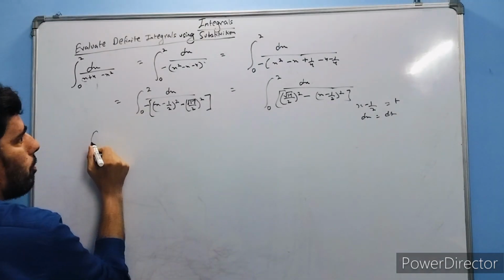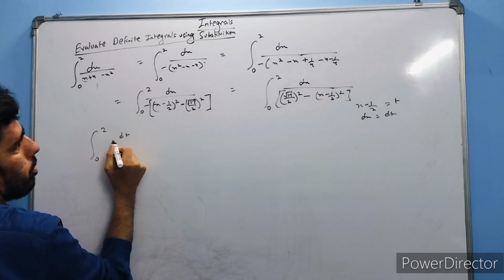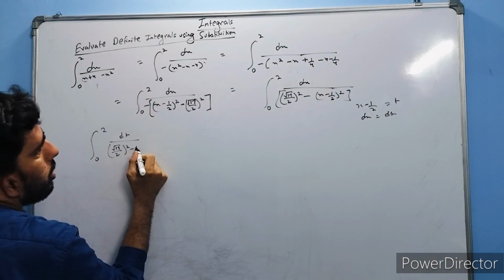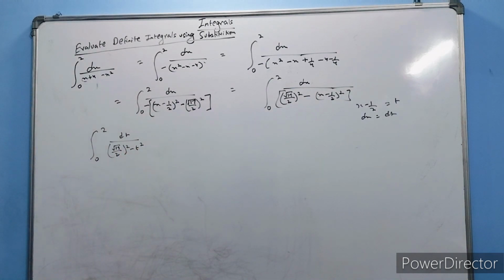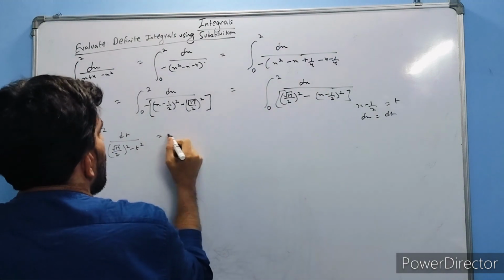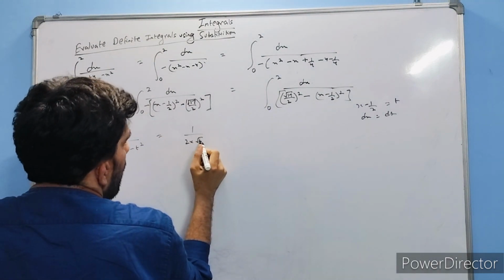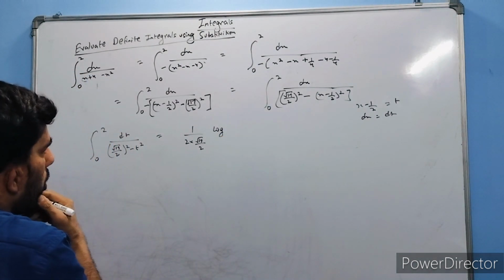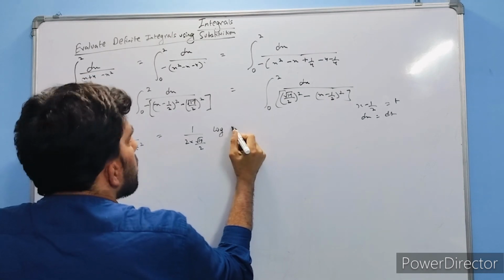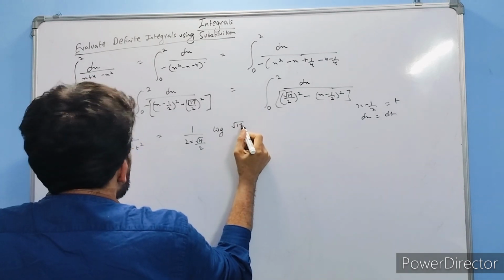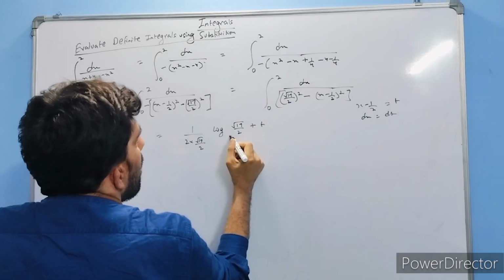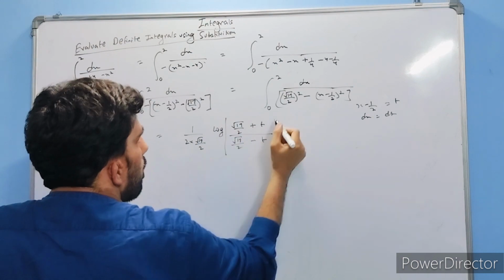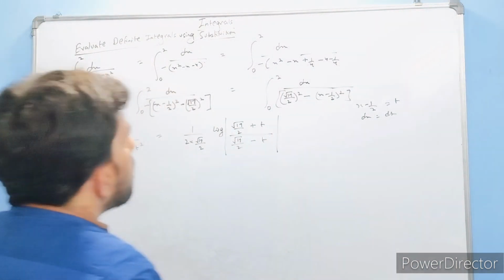Now I will put the formula here for this. What I have got here is root 17 upon 2 whole square minus t square. Now a square minus x square, it will be 1 upon 2a into log x plus a upon x minus a. Okay, so now this is what I have.